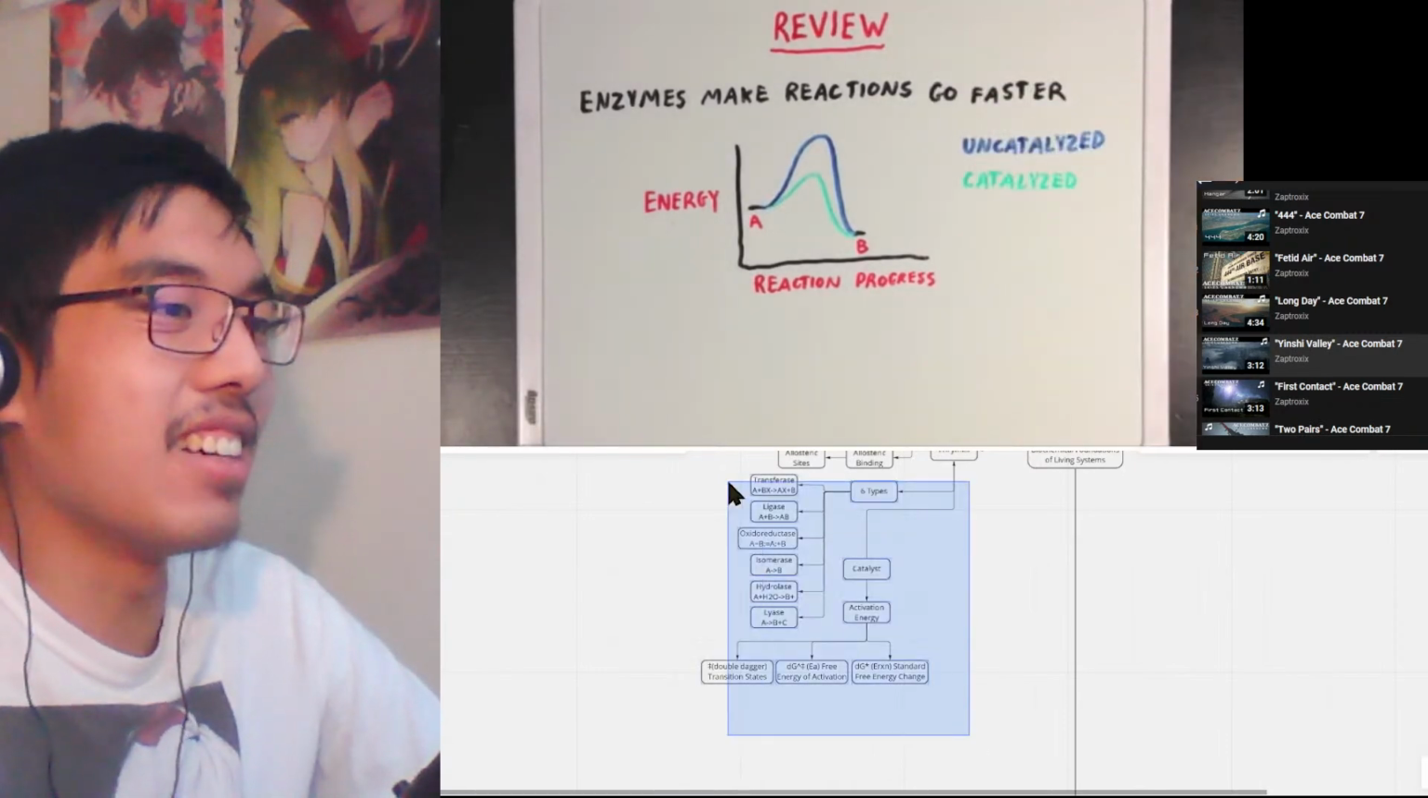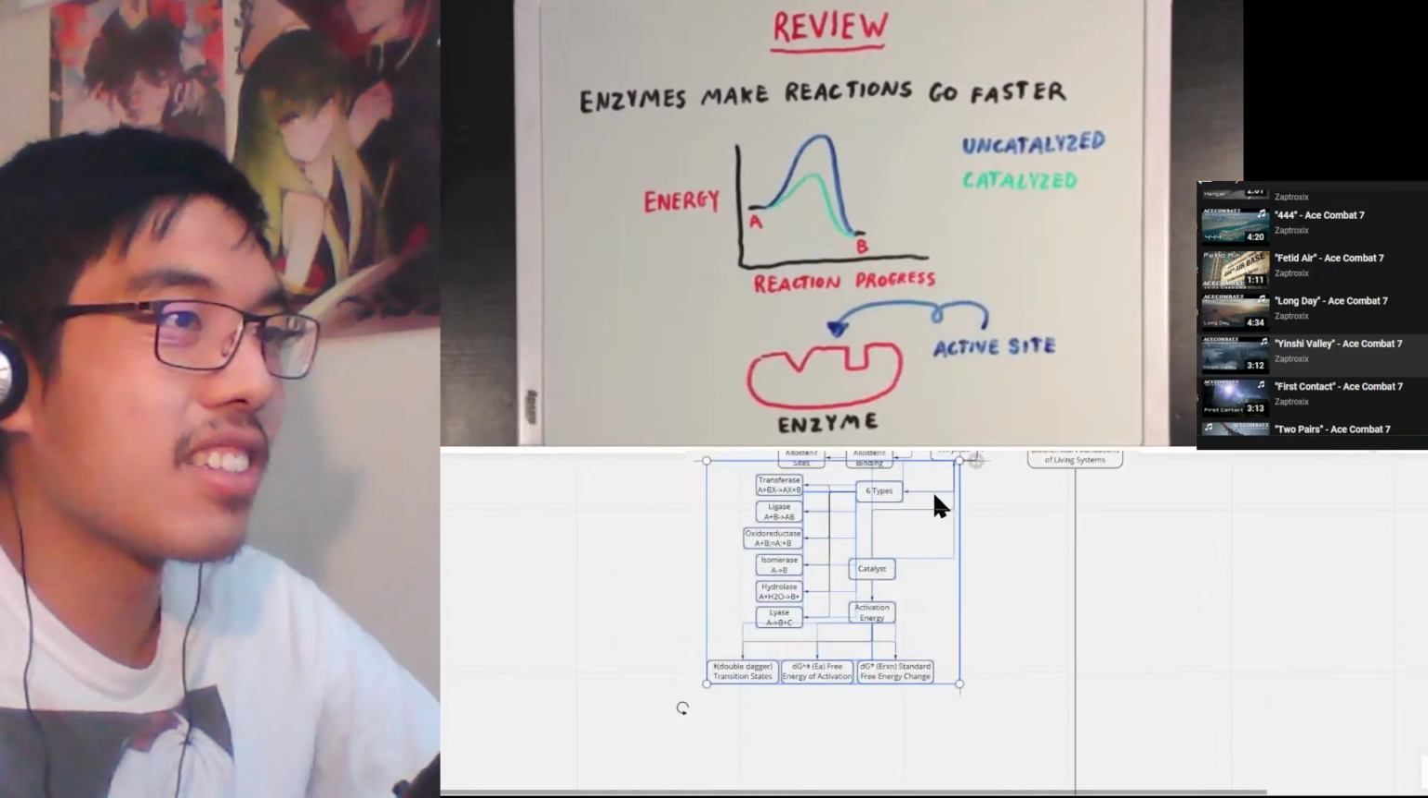Let's also review the idea that enzymes bind their substrates at a location on the enzyme called the active site, which is where most of the reaction takes place.